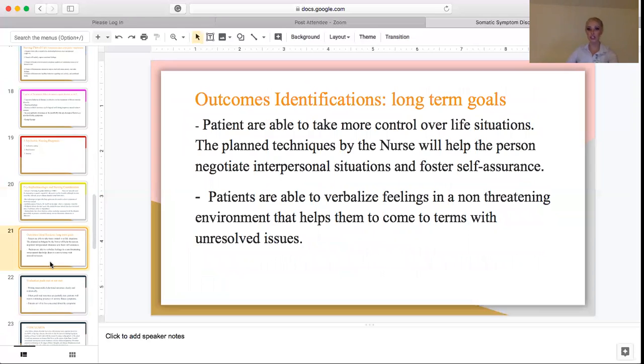Outcomes and identifications, long-term goals, and patients are able to take more control over their life situations. The planned techniques by the nurse will help the patient negotiate interpersonal situations and foster self-assurance. Patients are able to verbalize feelings in a non-threatening environment that helps them to come to terms with the unresolved issues.